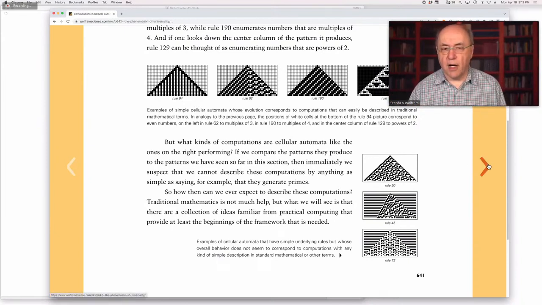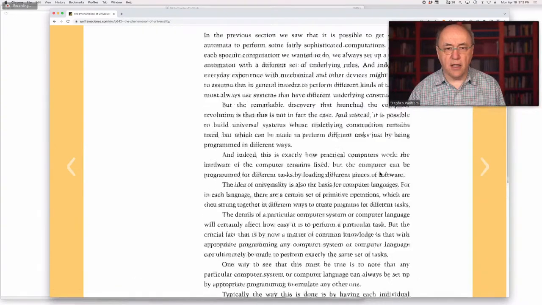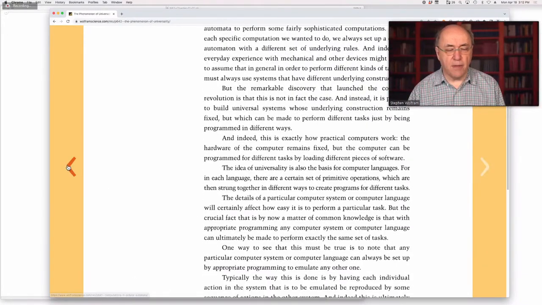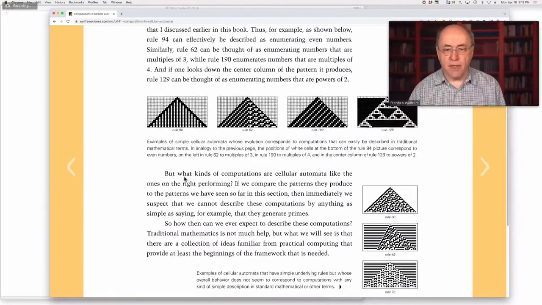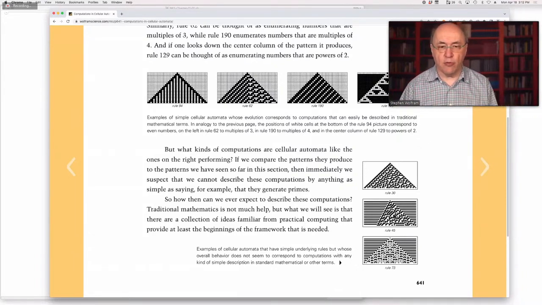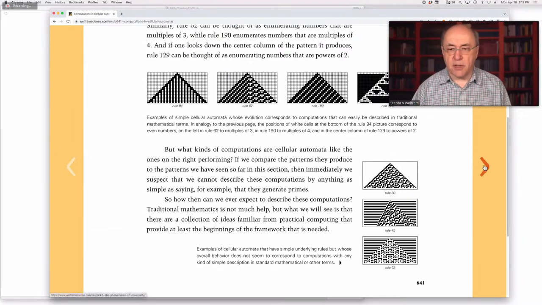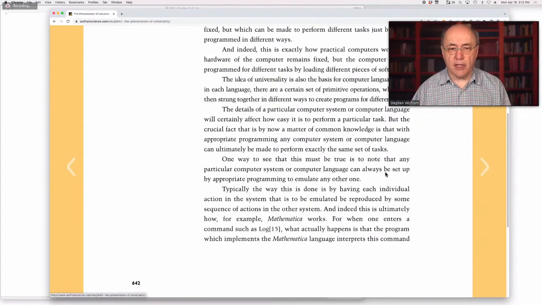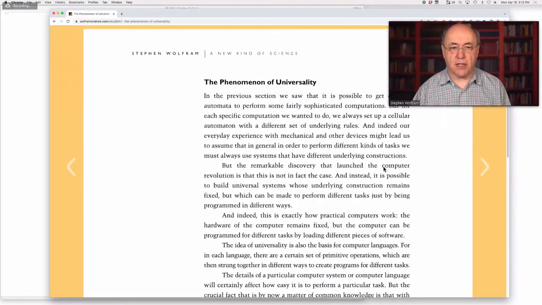So what I'm discussing here is that these are things where a computation is happening. We just may not have a human way to describe that particular computation other than to say its mechanism: oh, it's running this particular cellular automaton rule. Okay. So the big thing when we talk about computations is this phenomenon of universality.